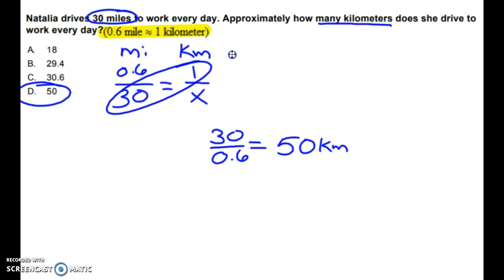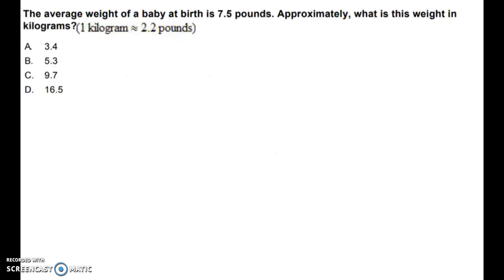Let's try one more just to be sure. It says the average weight of a baby at birth is 7.5 pounds. Approximately what is the weight in kilograms? Again, what are the two things that we're comparing? Good. This time I'm going to write kilograms and pounds. So now I'm going to take the 1 and I'm going to use it from my question, the 1 for kilograms, and then the 2.2 for pounds.